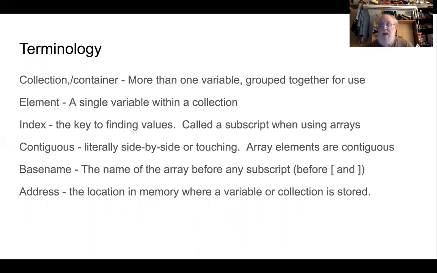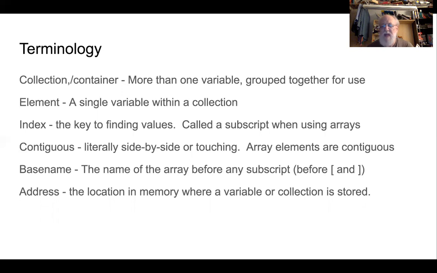Contiguous, there's a big word for you. It comes up a lot when you talk about arrays because it means literally side by side or touching, like the contiguous United States, the 48 states as opposed to the offshore ones. Array elements are stored contiguously, and that's important. That means they are stored right next to one another in memory, and that makes a lot of the benefits of arrays possible.